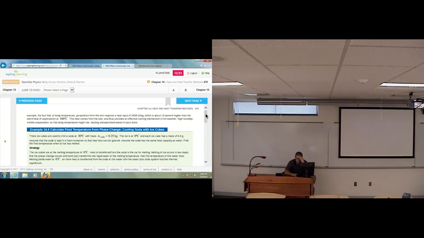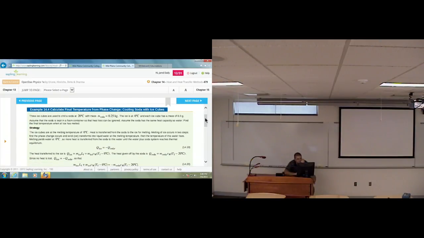So, let's do a phase change now. We have ice cubes, and they're putting them into soda that's at 20 degrees. The mass of the soda is 1/4 kilogram. The ice is at 0 degrees. And each ice cube has a mass of 6 grams. So, we're putting the soda in a foam container, so we're going to assume that all the heat is going to stay in the system. It's going to go from the ice to the soda, in other words.